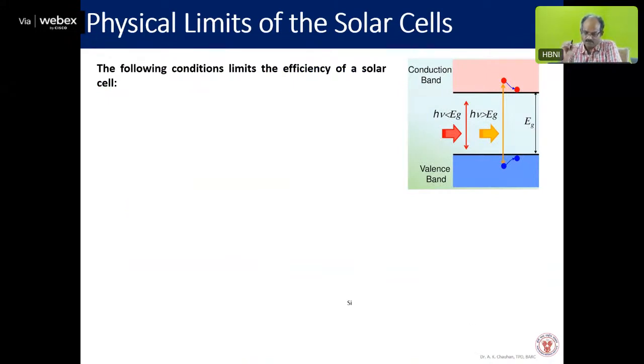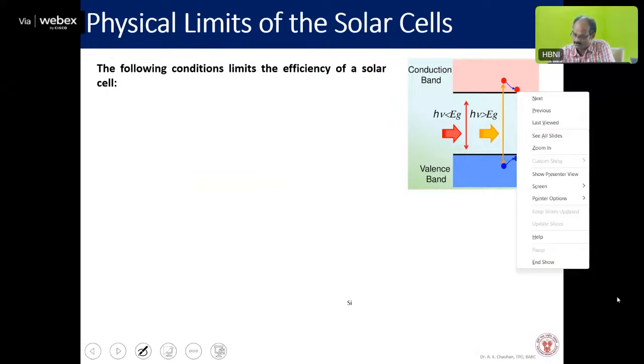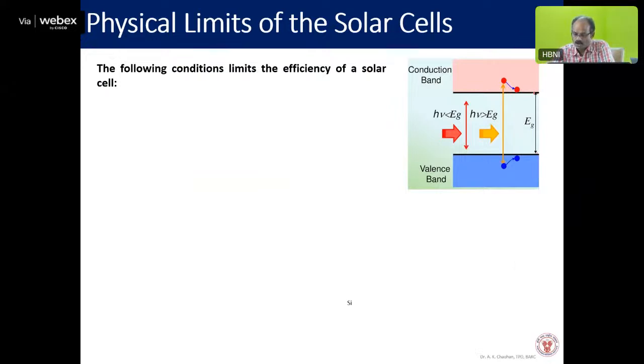Now, what are the physical limits of solar cells? First, let us consider a material which has a band gap of Eg and a photon falling on it. If the energy of the photon, h nu, is exactly equal to Eg, in that case what will happen? An electron hole pair will be generated and the energy of this electron hole pair will be exactly equal to the energy of this photon. But what happens when the photon has higher energy as compared to the band gap?